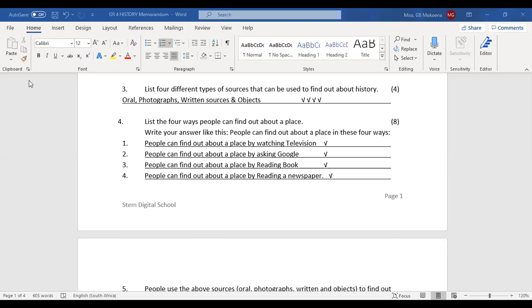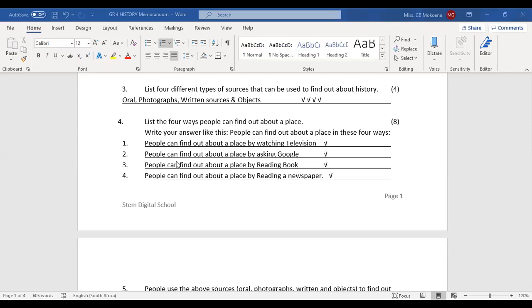Let's move. So I have number 4 here. List 4 ways people can find out about a place. So for you to find out about a place, this is how you must write your answer: people can find out about the place by, and then you write. So I wrote that people can find out about the place by watching television.